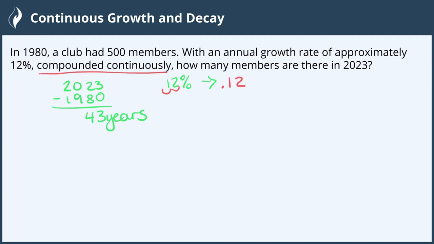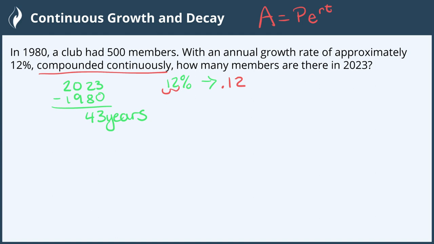And compounding continuously tells us that we don't use the compound interest formula, which is A equals P times 1 plus R over N to the NT, but that we use a new one called PERT. The amount final equals the amount principal times e to the RT, or simplified as PERT for the mnemonic.